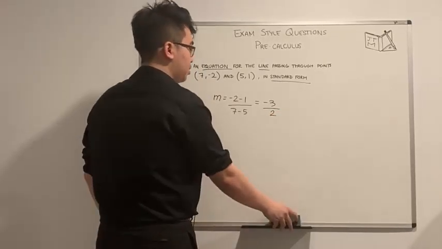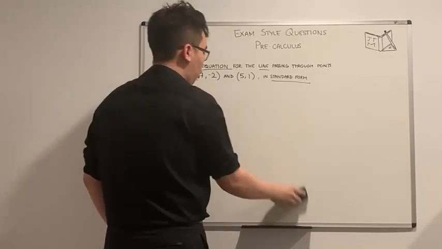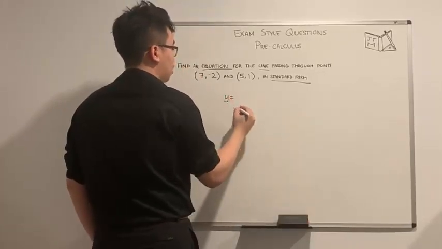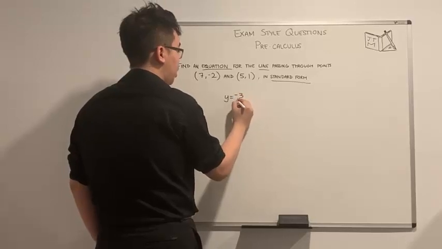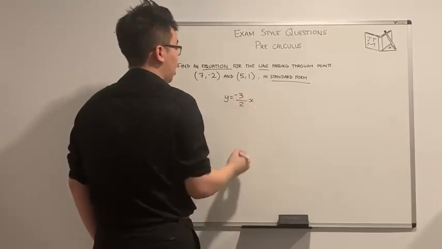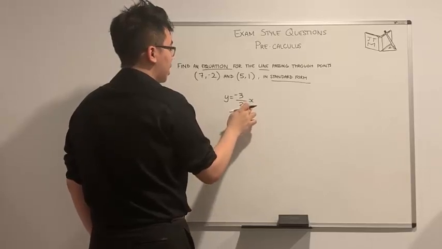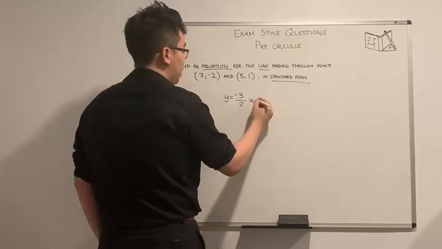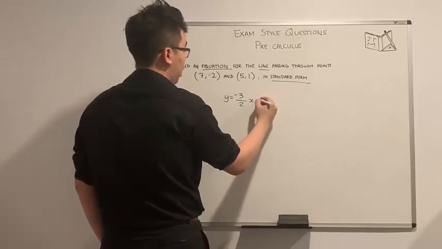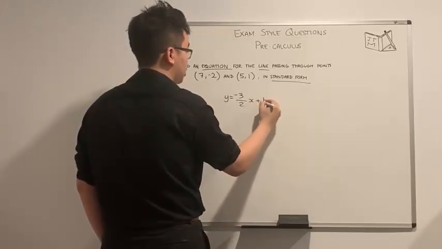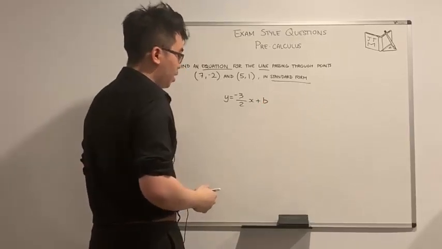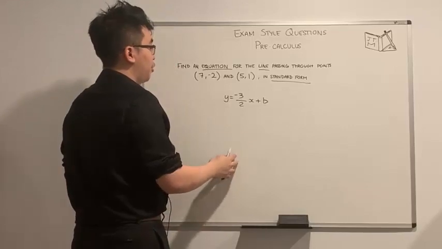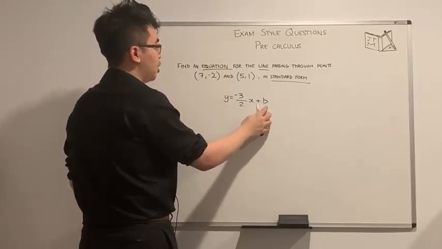Now that we know the gradient, let's try to form our slope-intercept equation. It'll be y equals -3 over 2 x. We leave the x and y as variables because they can be any real number in this case. And we do not know our intercept just yet, so we're going to have that as a plus b. Which means that now, in order to complete this linear equation, we need to find what the y-intercept is.